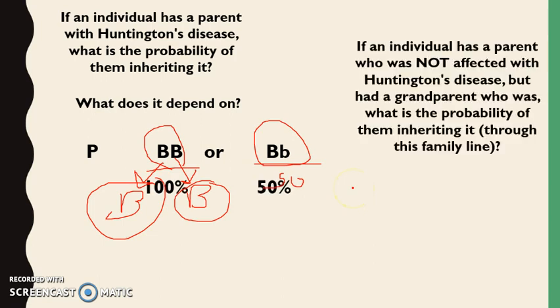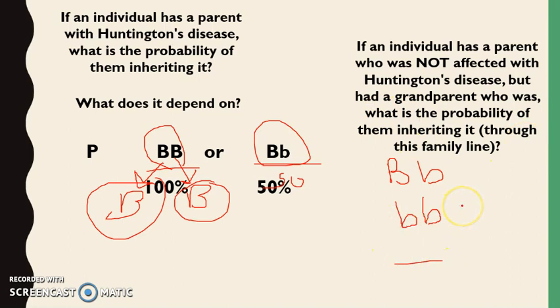So then, if an individual has a parent who is not affected with Huntington's disease, but has a grandparent who was, what is the probability of them inheriting it? Through this family line, not really talking about mates. All right, so now we're looking at an individual who has a parent who is not affected by Huntington's, but has a grandparent who was. What is the probability of them inheriting it through this family line?